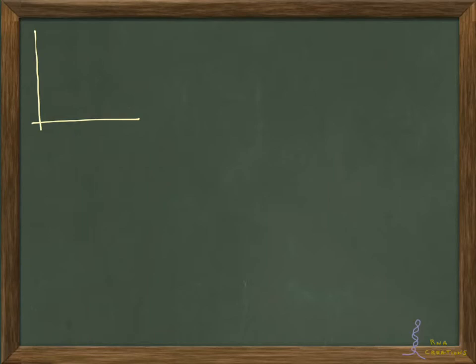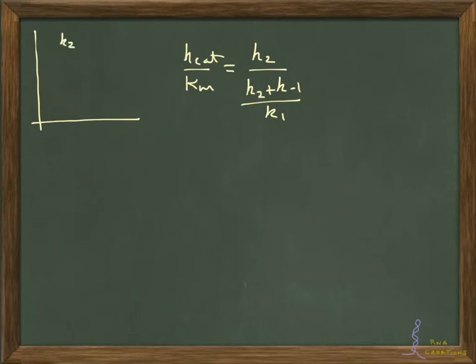So let's take these kcat over km. And we're going to let this be k2. And we know that this is k2 plus k minus 1 over k1. And remember, we saw two limits. One was where k2 was small compared to k minus 1, and the other was where the opposite was true.